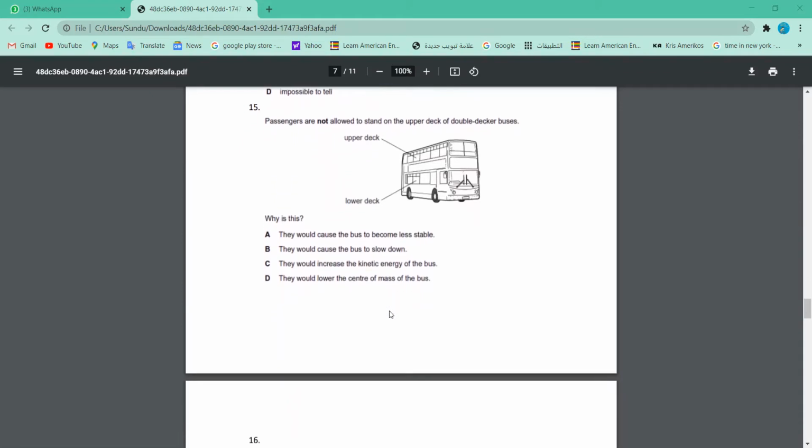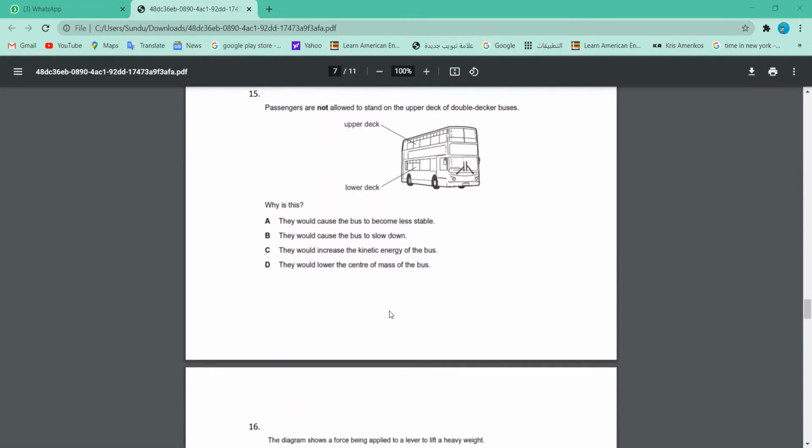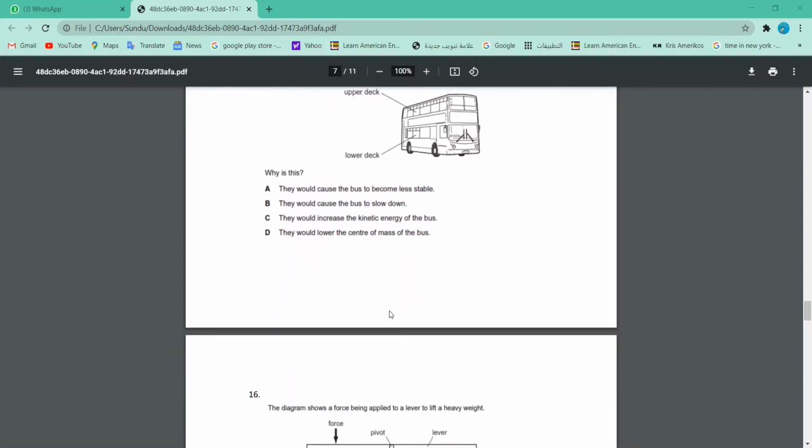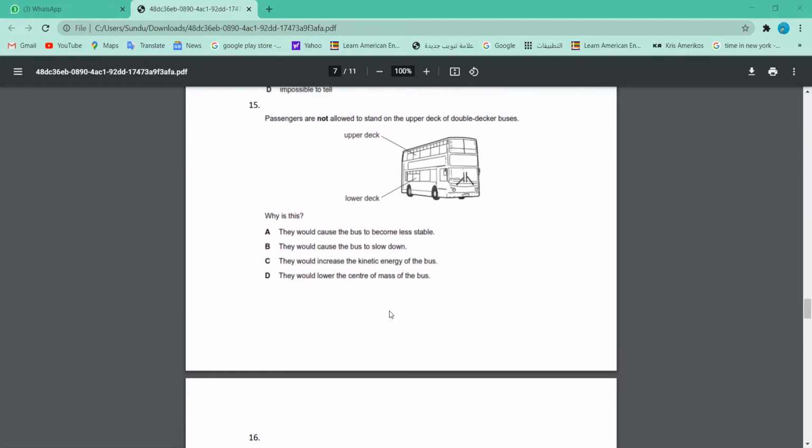Okay, anyways, question number 15. Passengers are not allowed to stand on the upper deck of the double-decker buses. Why is this? Okay, let's read the options first, and then I'll give you a chance. They would cause the bus to become less stable. They would cause the bus to slow down. They would increase the kinetic energy of the bus. They would lower the center of mass of the bus.